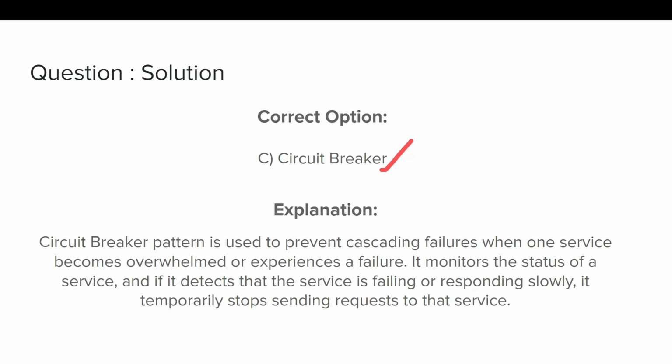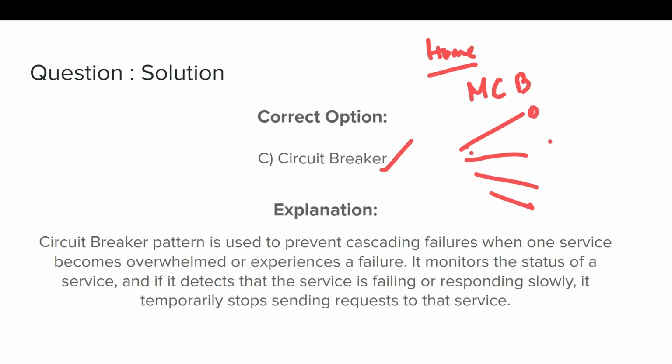Now, what is the motivation behind this? At our home, you might have seen electrical circuits with MCBs, miniature circuit breakers. Whenever there's a power surge, the circuit will trip and stop the flow of electricity so that no damage is done to any of the appliances. Similarly, you will also have this kind of circuit breaker across multiple services, which is applied in front of them.